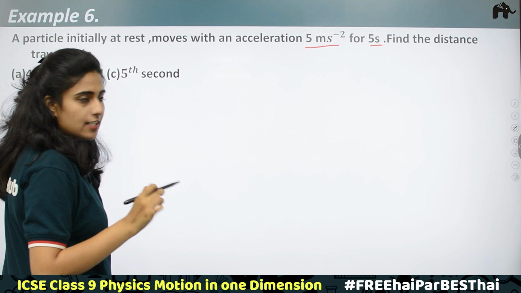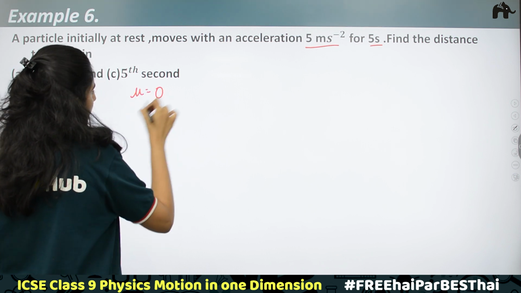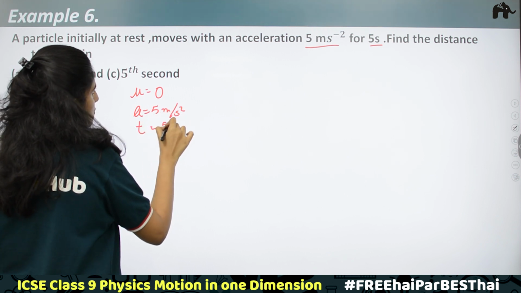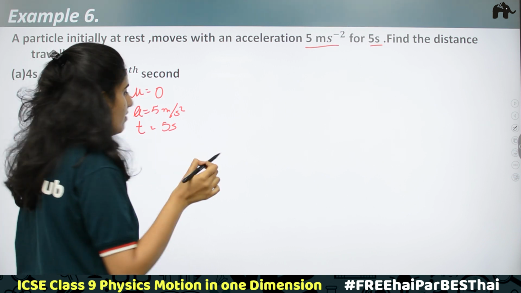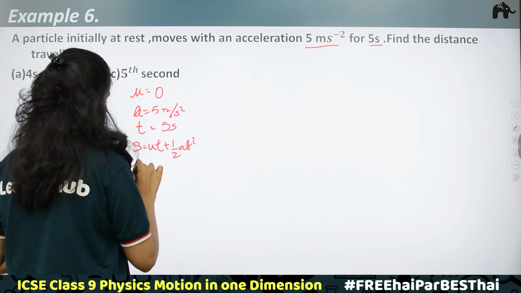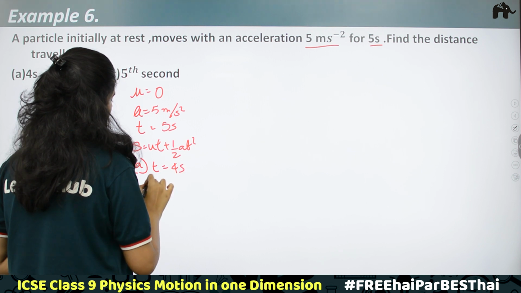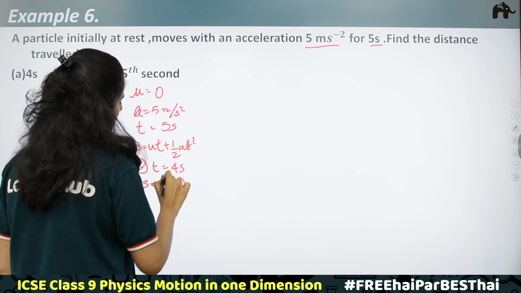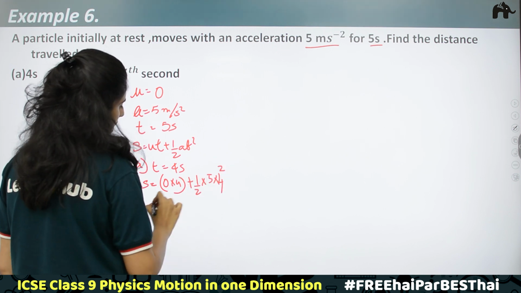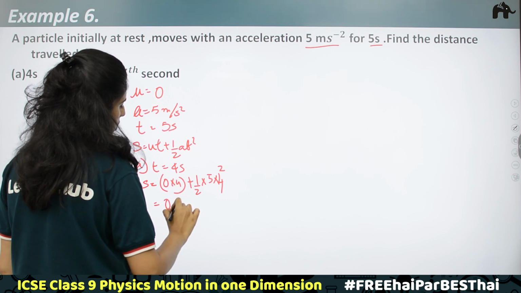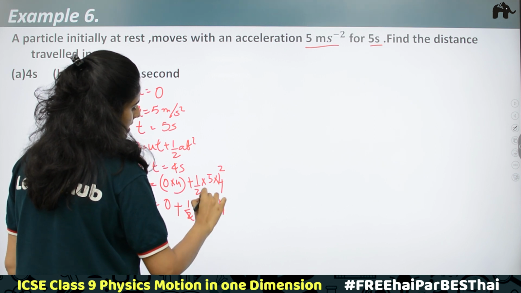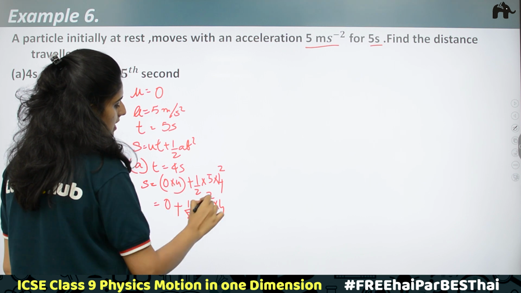So the particle is initially at rest, which means u will be equal to 0. Acceleration is given, which is 5 meter per second square, and time is given, which is 5 seconds. So we have to find the distance travelled. s is equal to ut plus half a t square. So in the a part of the question, t is equal to 4 seconds, s will be equal to 0 into 4 plus half into 5 into 4 square, which is 0 plus half into 5 into 4 into 4, cancelling, it becomes 2, 4 into 2 is 8, 8 into 5, 40.